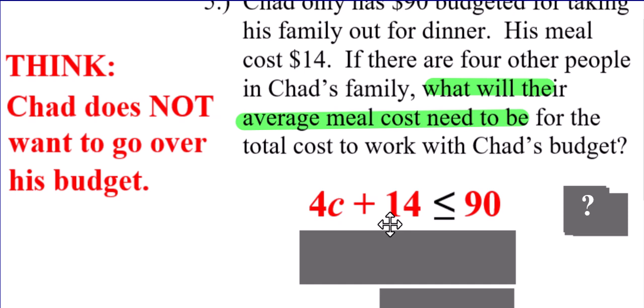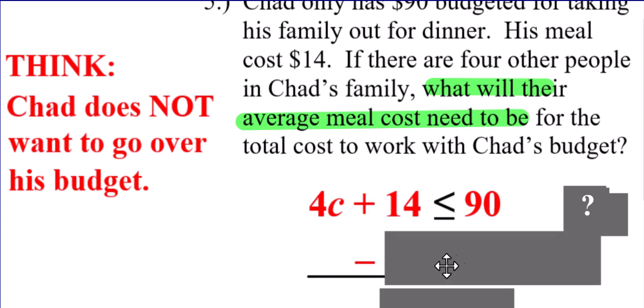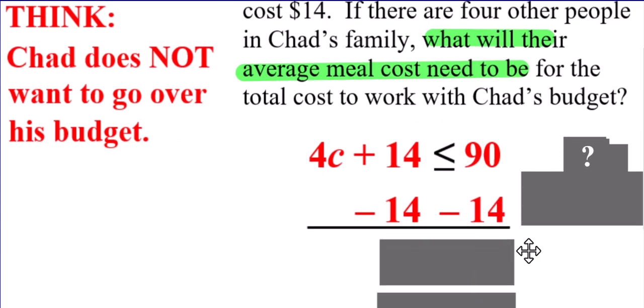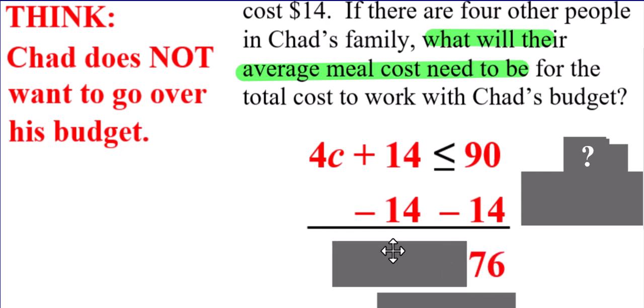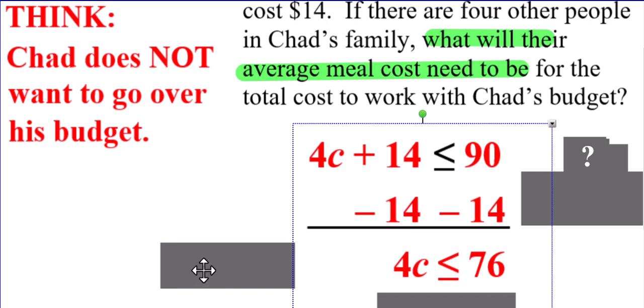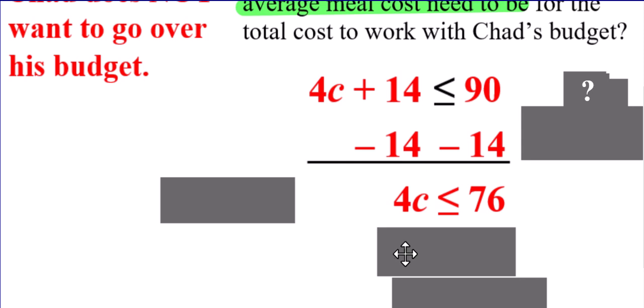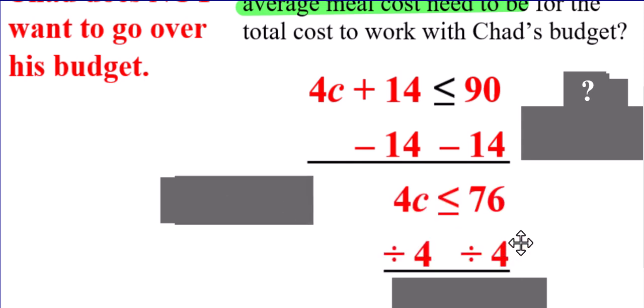To solve this, we go in backwards order. Since the variable is being multiplied by 4 first and then added by 14 last, we reverse that. We start with the adding by 14. The inverse of that is subtracting by 14. Do it on both sides. 90 take away 14 is 76. 14 minus 14 is 0. We bring down the 4c. From here, the inverse of multiplying by 4 is dividing by 4. Do that on both sides.